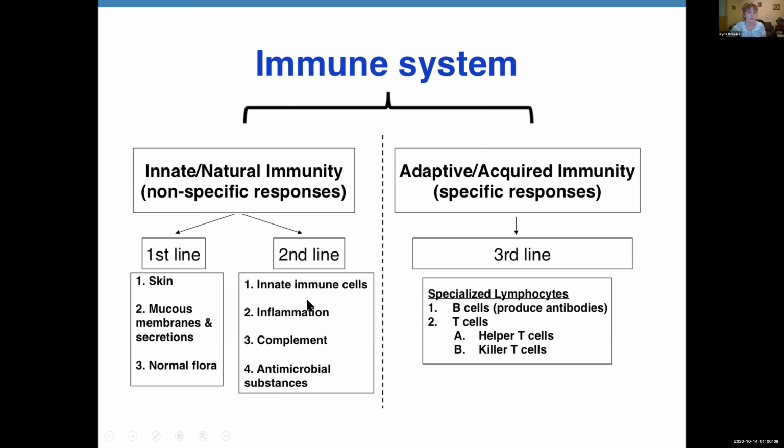The second line of defense includes innate immune cells. So it's pretty much all the cells except B and T cells, except these lymphocytes. Everything else, all other immune cells, not every single cell of course, but all immune cells other than lymphocytes, are part of the second line of defense. Inflammation, complement, and antimicrobial substances are also included. And the third line of defense includes B cells and T cells. We will talk about it in more detail.